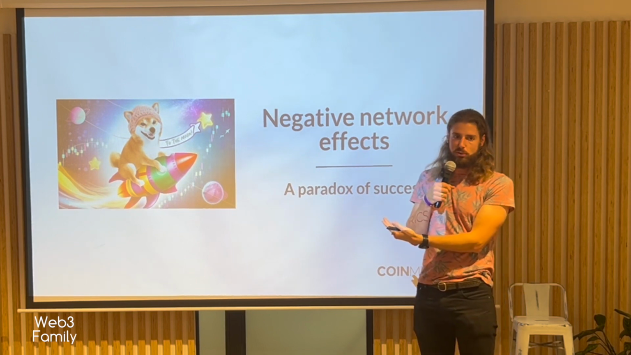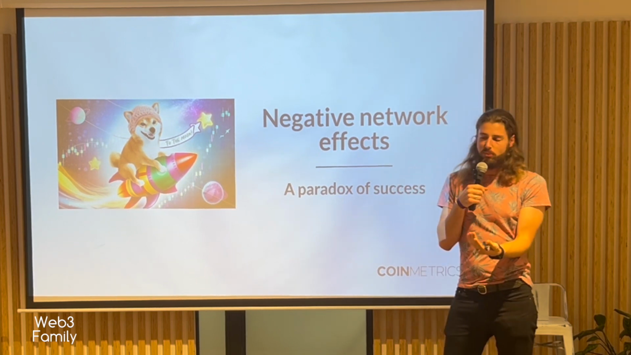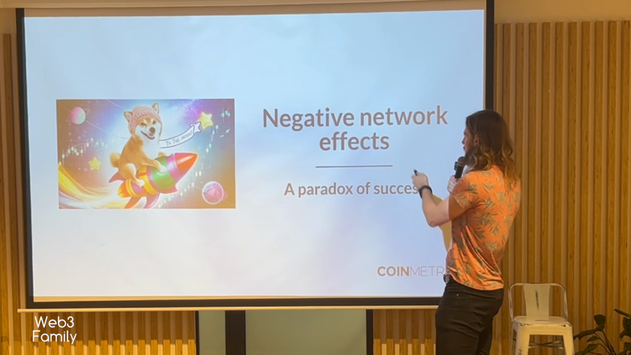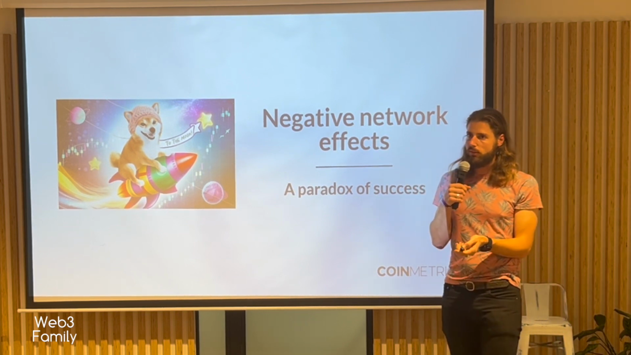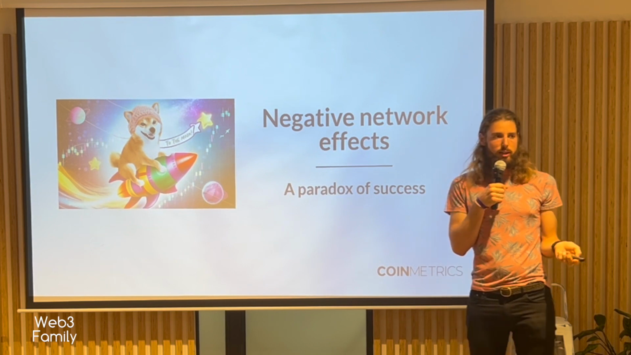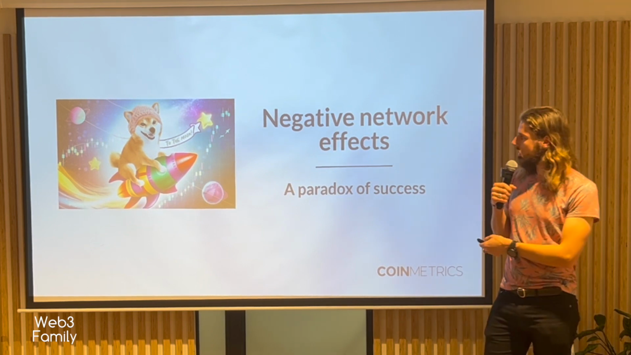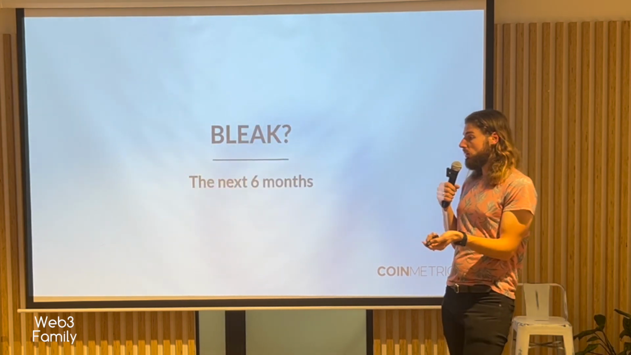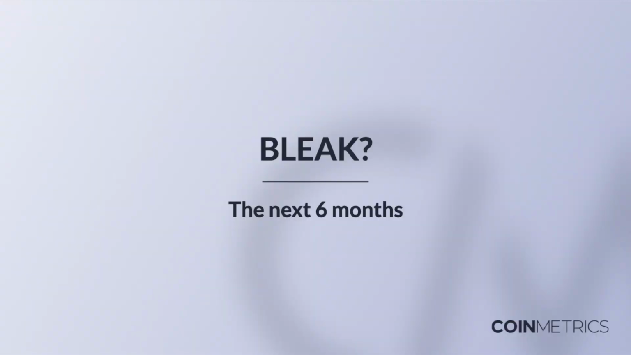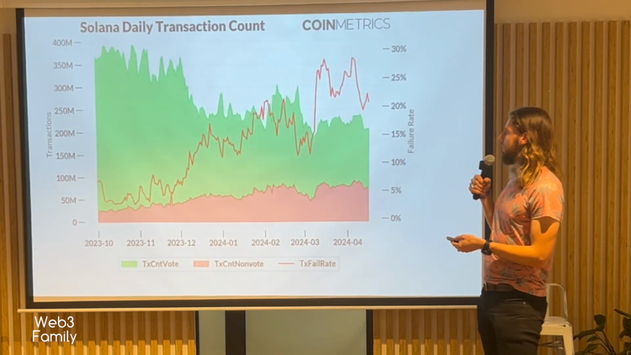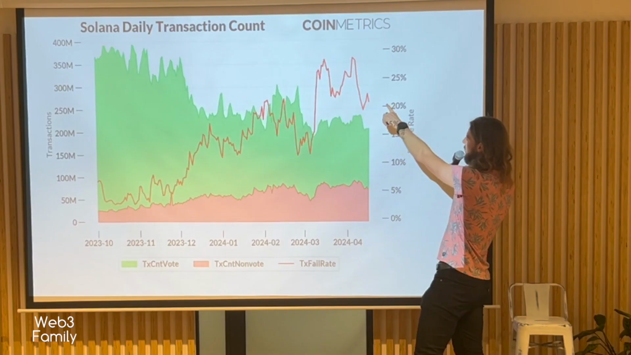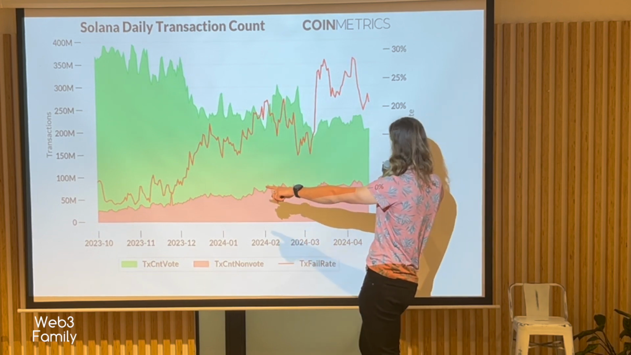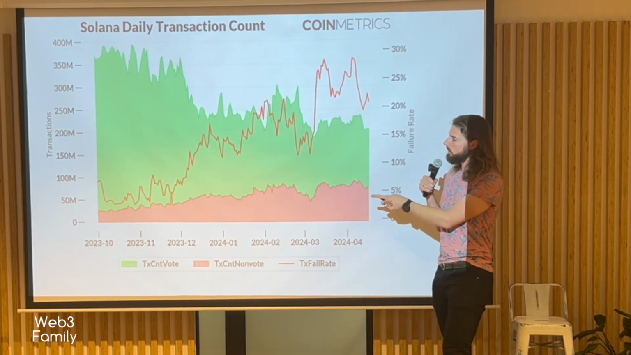There are congestion issues, and the chain goes down sometimes. So this is negative network effects. It's the paradox that Solana is facing. It's got a lot of success right now, but as you'll see in what I get into now, is it going to be bleak the next 6 months? We'll see. But first point, the failure rate, this line here, has gone up to 30% from a low of just 6 months ago.